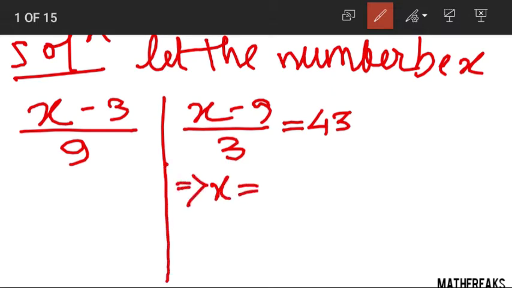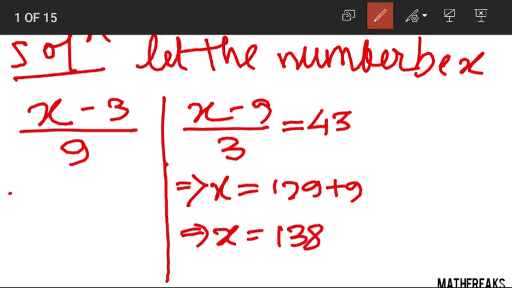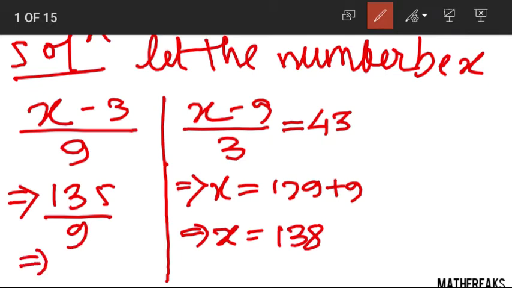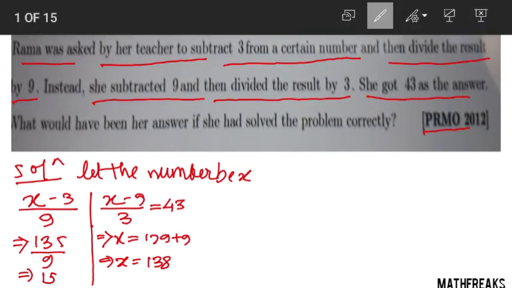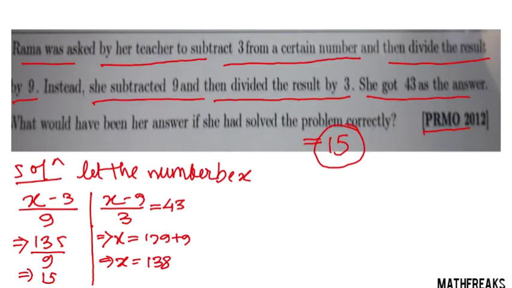So from here you can directly say that 129 plus 9, so x will be 138. So if she did correctly, her answer would be 135 by 9, which is equal to 15, right? Very simple. Have a look at the solution, and the answer to this question is 15. Pretty simple. Now let's move on. I hope this question is clear to you.